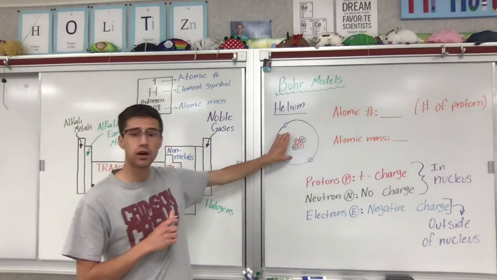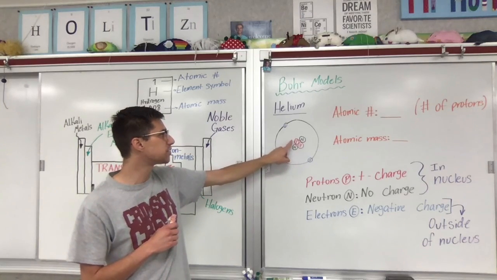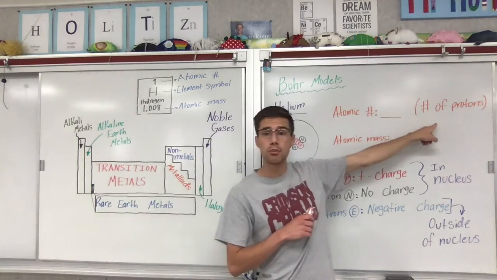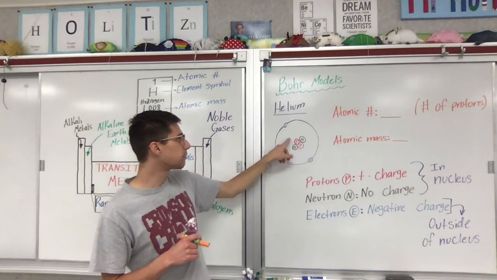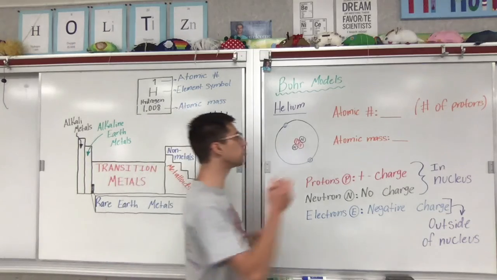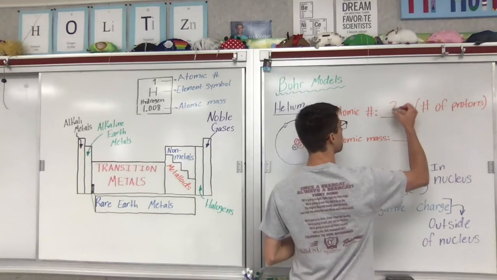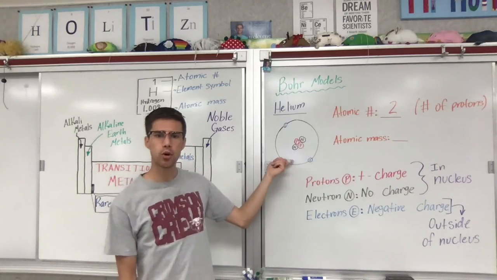All right. So here I have helium. If you look really close, you'll find that I have 2 protons here in the center. So if our number of protons is the atomic number, in this case, since we're talking about helium, the atomic number would be 2, because there's only 2 protons in the nucleus. So here, our atomic number is 2. Now, why is that important?